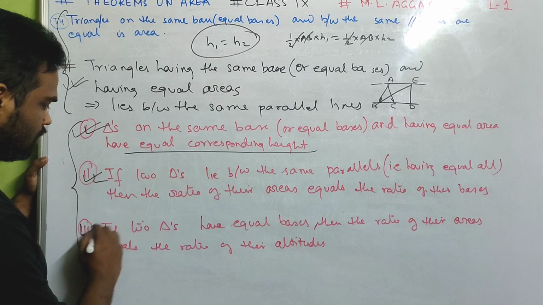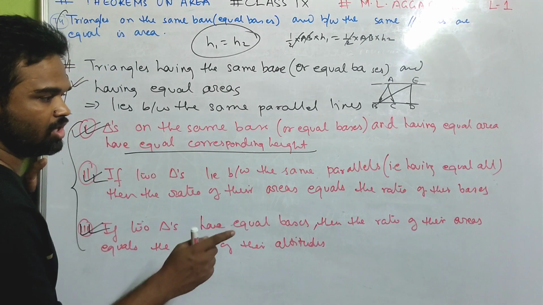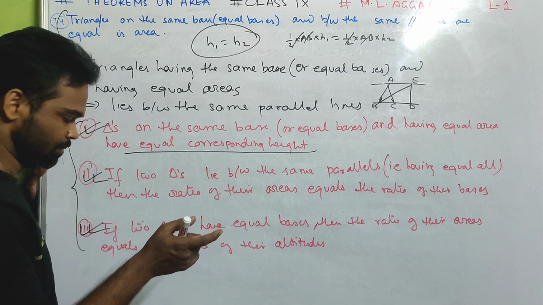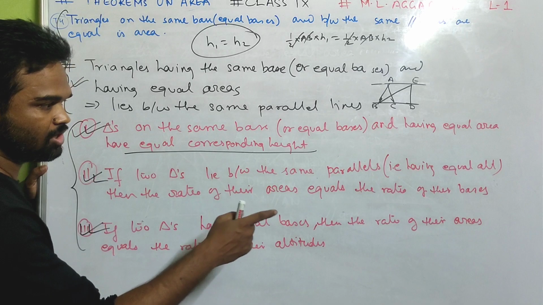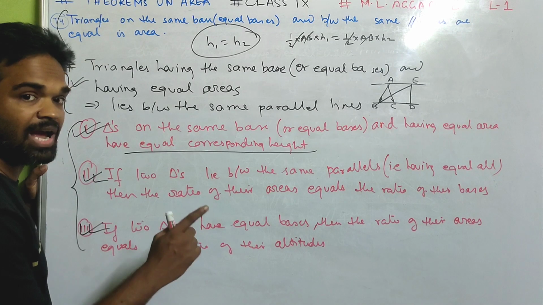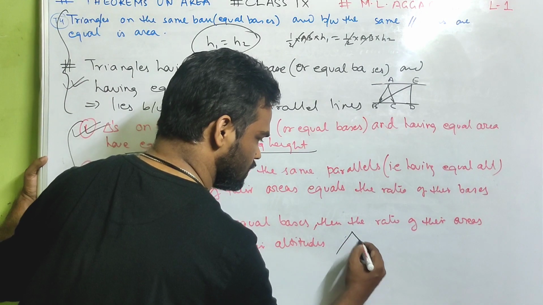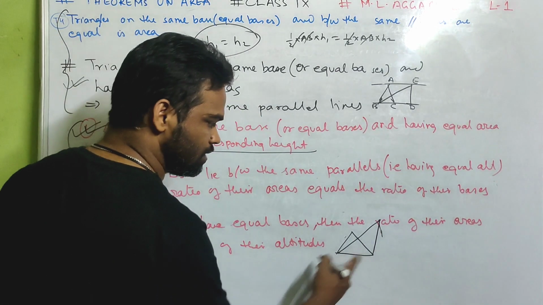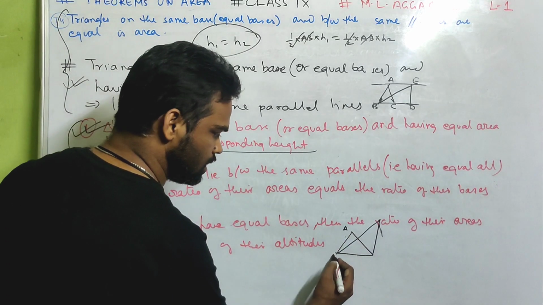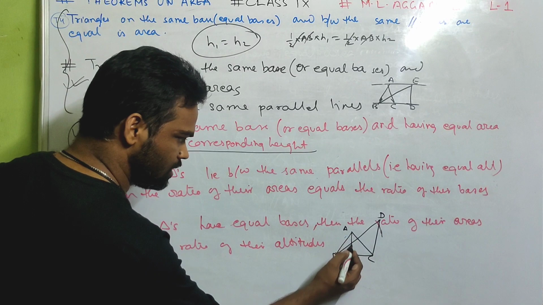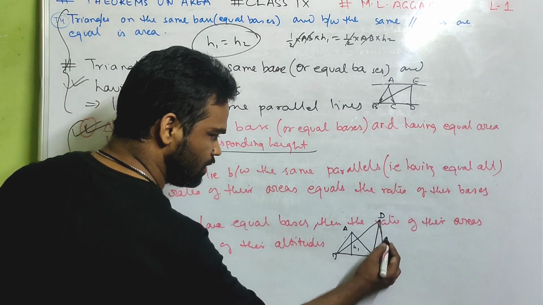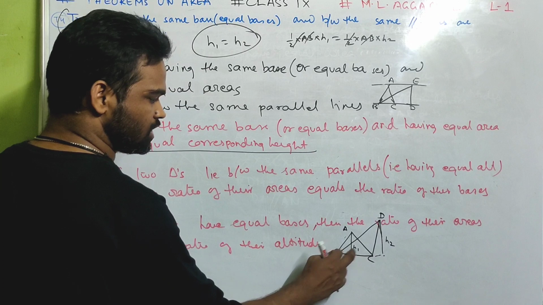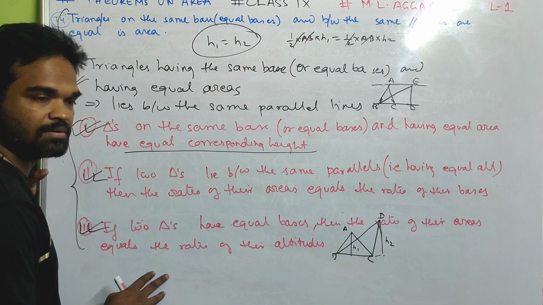Done? Then the third one: if two triangles have equal bases, then the ratio of the areas equals the ratio of the altitudes. Suppose we have two triangles, look over here, with the same base, okay, but see the altitude is different. So the ratio of these two areas, ABC and BCD, suppose the height is h1 and over here we have h2, then area of ABC by area of BCD will be equal to h1 by h2. That is the third result.